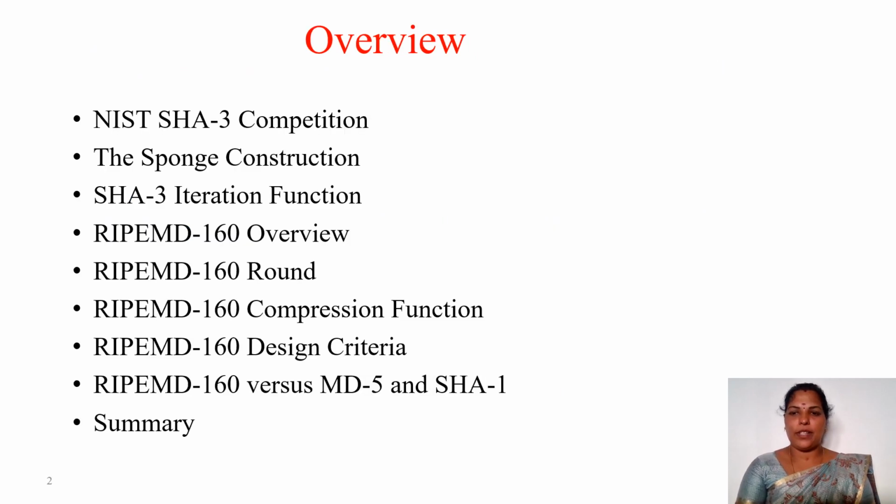This is the overview of this presentation. NIST SHA-3 competition, then how SHA-3 is constructed using the sponge function, then the SHA-3 iteration function, then RIPEMD-160 overview, then the RIPEMD-160 round function, then the RIPEMD-160 compression function, then design criteria of RIPEMD, then the comparison of RIPEMD with MD5 as well as SHA-1, followed by a summary of this presentation.